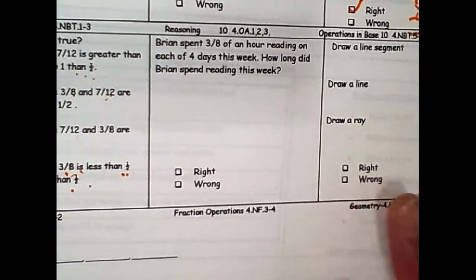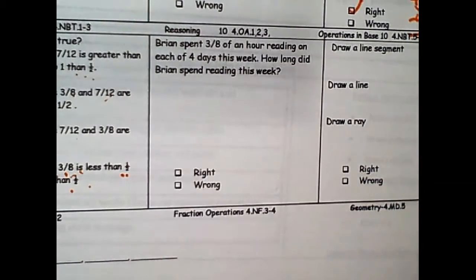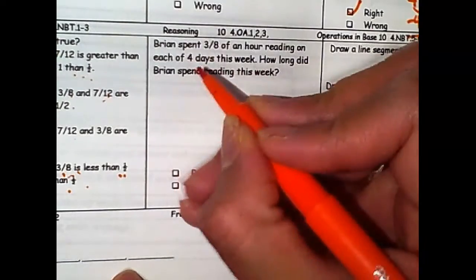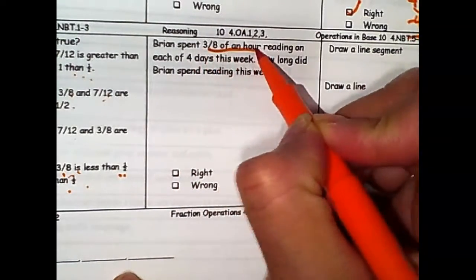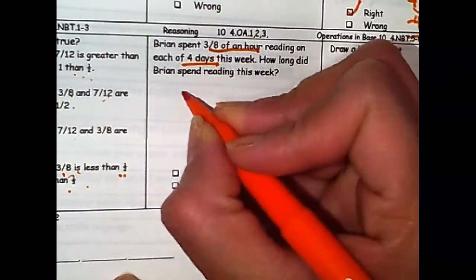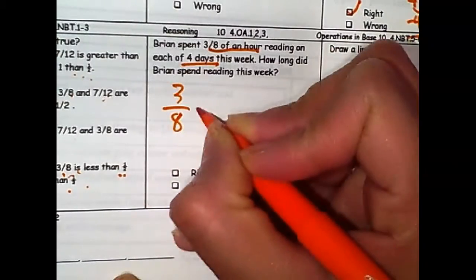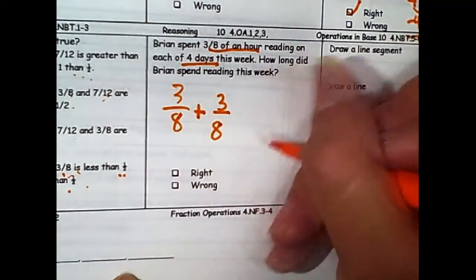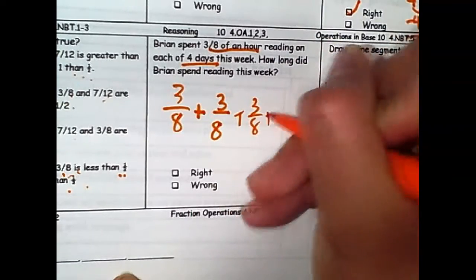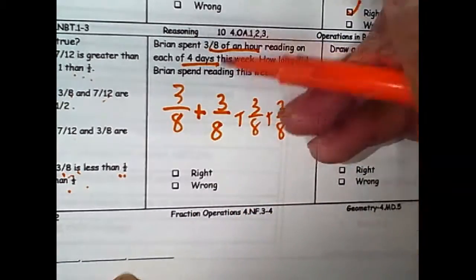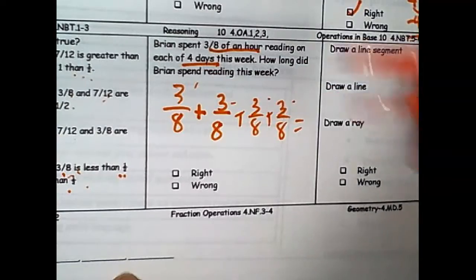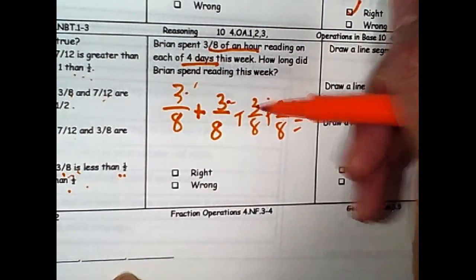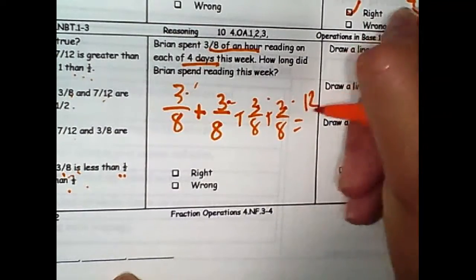Let's move on. Brian spent 3/8 of an hour reading on each of 4 days this week. How long did Brian spend reading this week? So if he's reading 3/8 of an hour 4 days a week, we know that we're doing 3/8 4 times. So I can do a multiplication equation like yesterday or the day before, or I can just do some repeated addition. So I have 1, 2, 3, 4. Yep, that matches the number of days. So 3 plus 3 is 6, plus 3 is 9, plus 3 is 12 out of 8.